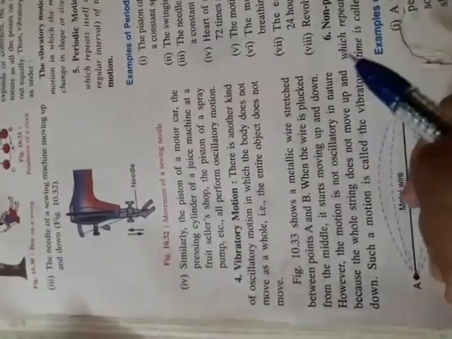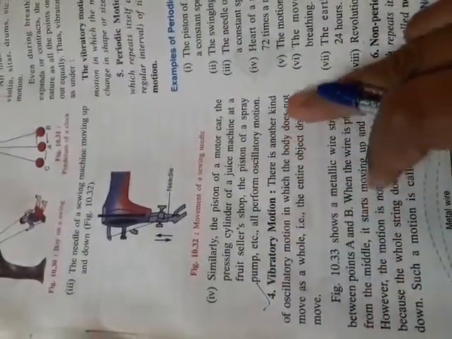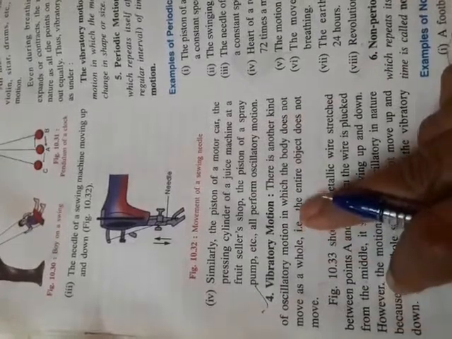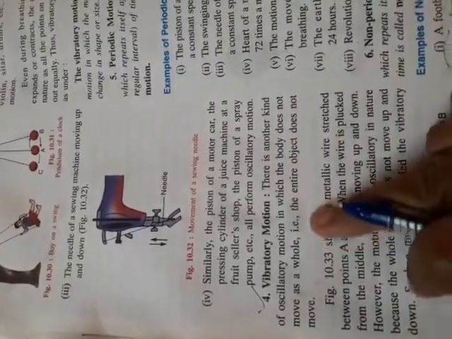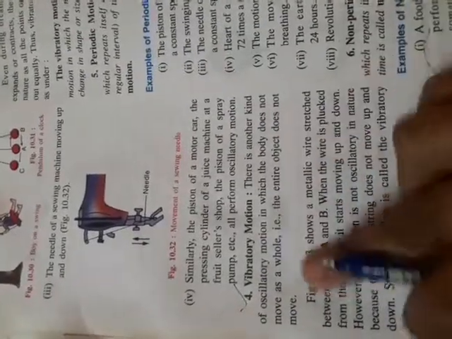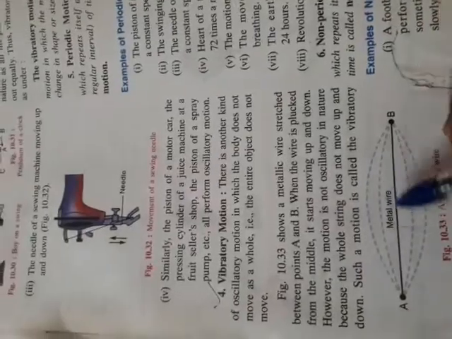Yesterday, I completed the kinds of motion in oscillatory motion, and now I will teach what is vibratory motion. What is vibratory motion? There is another kind of oscillatory motion in which the body does not move as a whole, that is, the entire object does not move. As you can see in the diagram, a vibrating wire, only the wire shows movement.